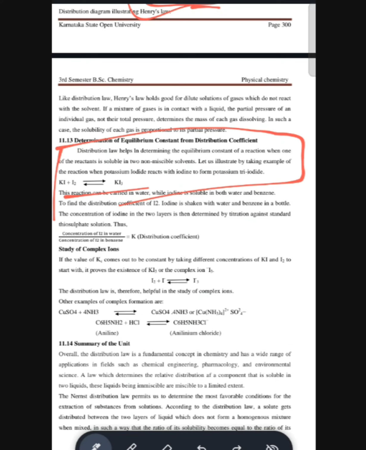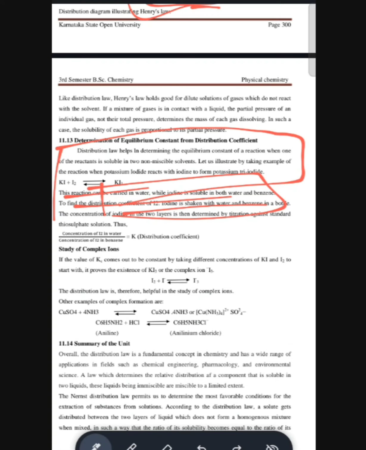To find the distribution coefficient of iodine, iodine is shaken with water and benzene in a bottle. Solvent A is taken as benzene and solvent B as water. When we take water and benzene in a beaker, two different layers are formed, since they are immiscible solvents. Then we add iodine at low concentration.